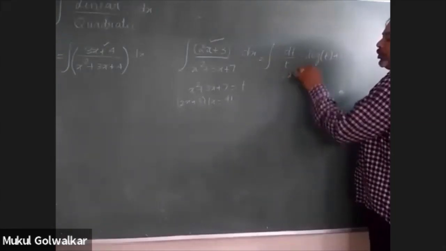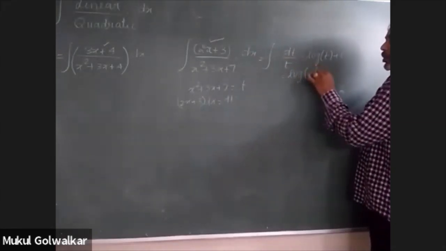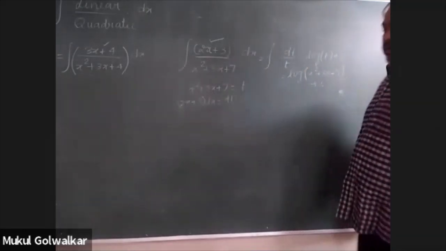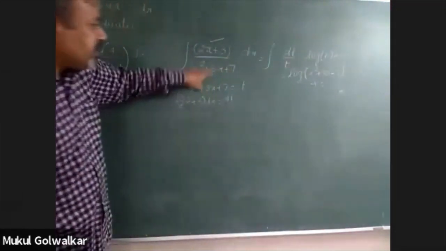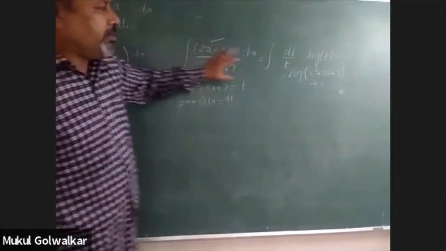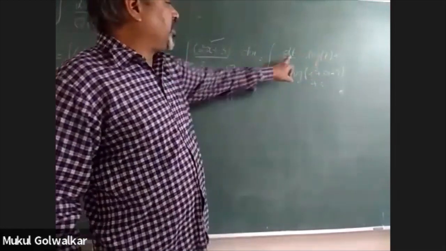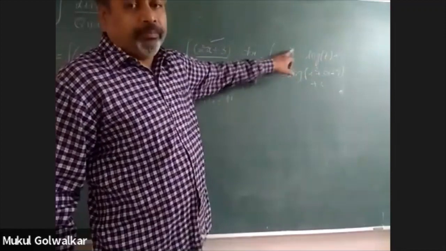Log t plus c. That means log of the quadratic x square plus 3x plus 7, plus c. Correct? So when you notice that the derivative of the denominator is the numerator, in that case a small substitution is there, and you can convert the given question into a standard integrable form. Okay?